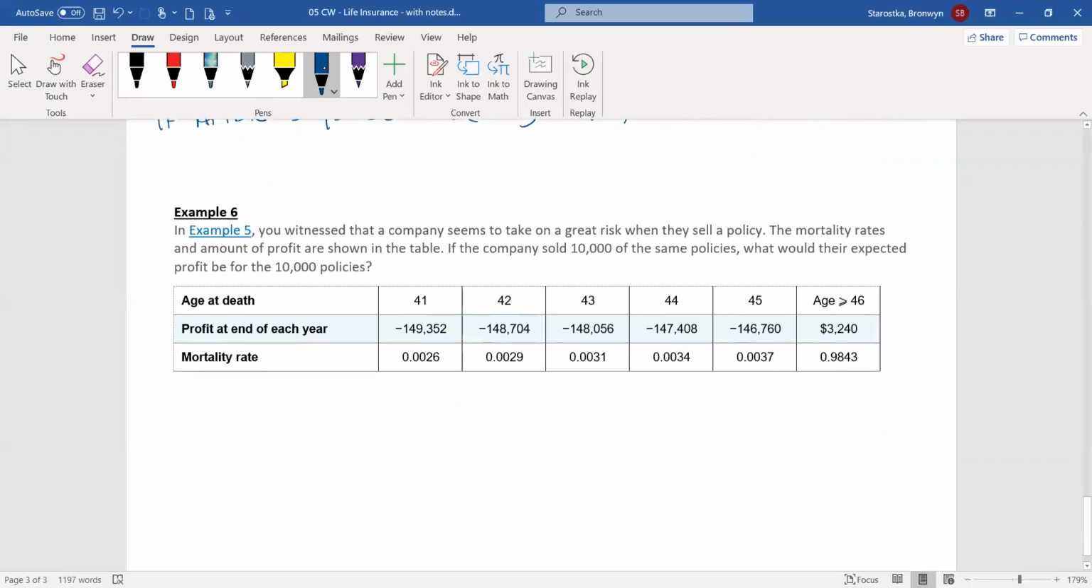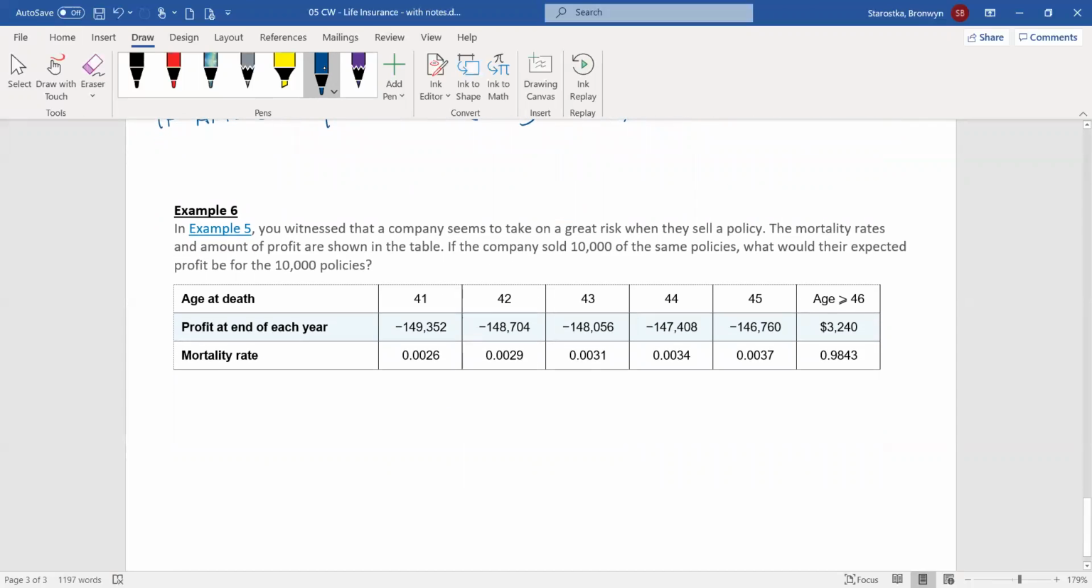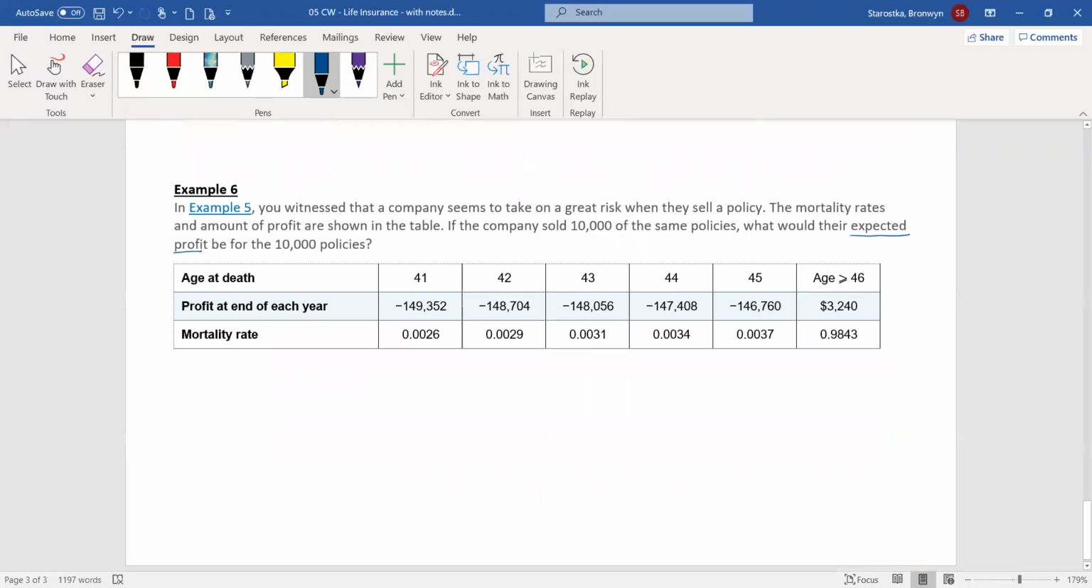Example 6. You witness that a company seems to take on a greater risk when they sell a policy. The mortality rates and amount of profit are shown in the table. If the company sold 10,000 of the same policies, what would their expected profit be? So remember in geometry class, expected value problems with the spinners. This is going back to these kinds of problems. What would be the expected value for the 10,000 policies?